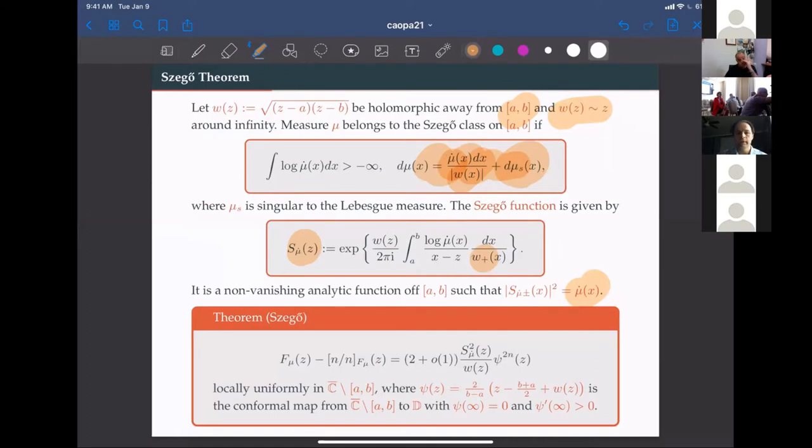And if you take a measure like that, then we can quantify the convergence of the diagonal Padé approximants, where you're going to get the Szegő function squared divided by the square root function W, and then multiplied by the geometric factor psi to the power 2n, where psi is simply the conformal map of the complement of AB into the unit disk that maps infinity to infinity and has positive derivative there. And I guess we can explicitly write this function, the expression is provided there. So we can quantify the convergence. The geometric factor is given by the conformal map, and then the final asymptotic is captured by the Szegő function squared divided by W. And I'm here talking about the error of the approximation.